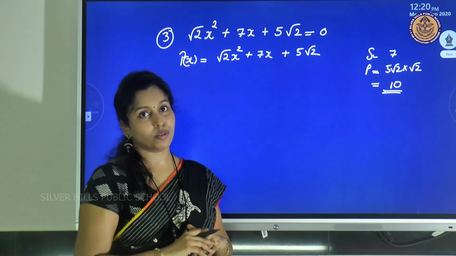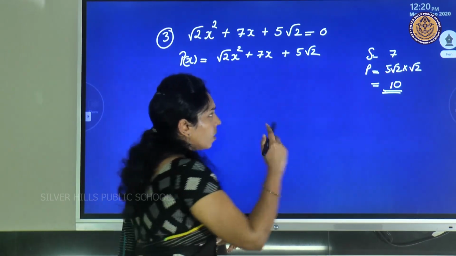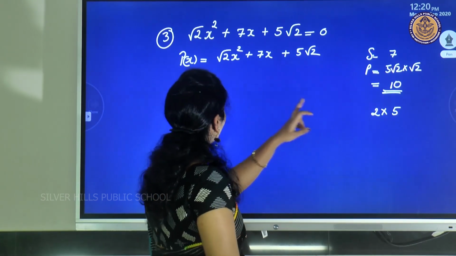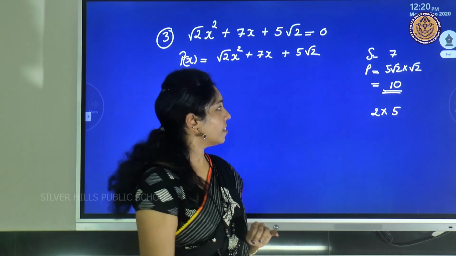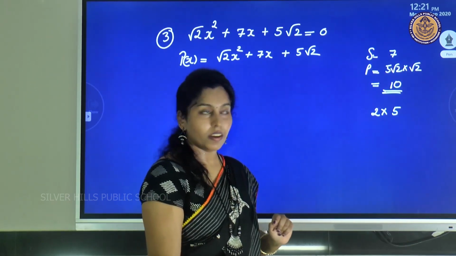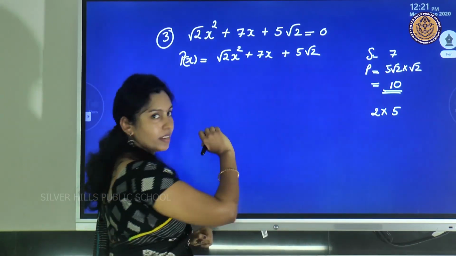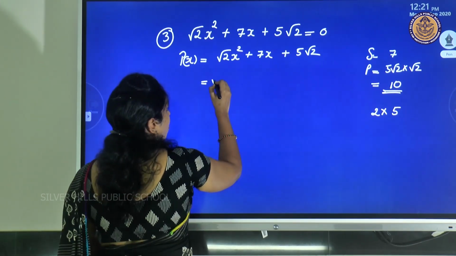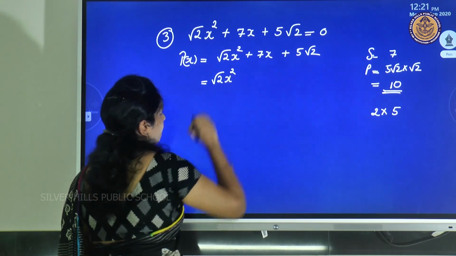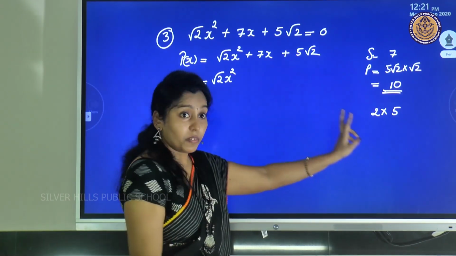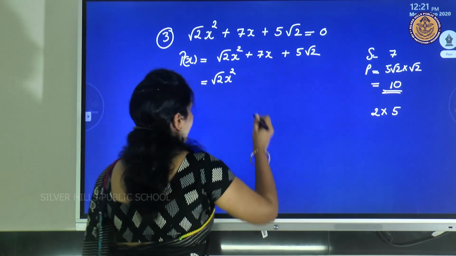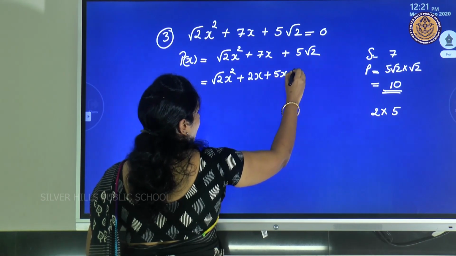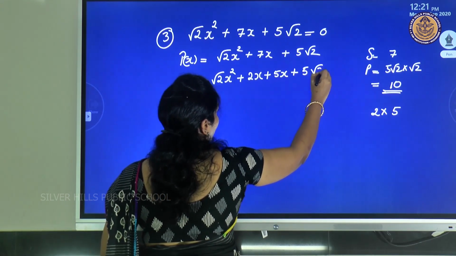So how can you select those two numbers? We know 2 into 5 is 10, yes, 2 into 5 is 10, 2 plus 5 is 7. So our numbers are ready. Now it's just a matter of splitting the middle term. So this p of x can be written as root 2x square plus 2x plus 5x plus 5 root 2.